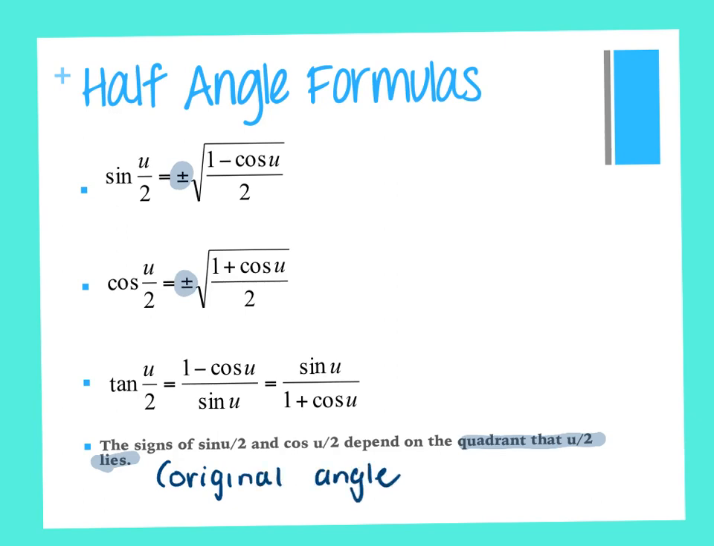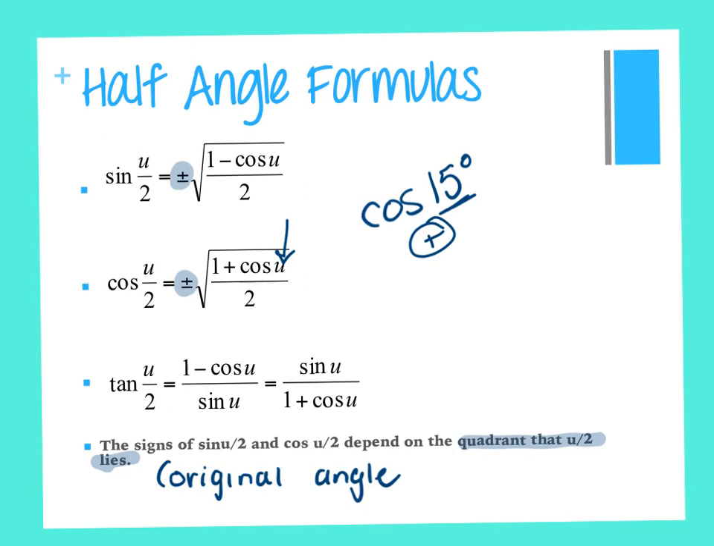So if I'm trying to find the cosine of 15 degrees, I'm going to double it to plug it in here. But when I go to find the positive or negative, I come back to 15 degrees, and 15 degrees cosine would have what sign? Positive, so I would pick positive, okay?